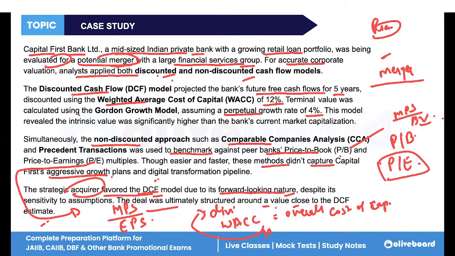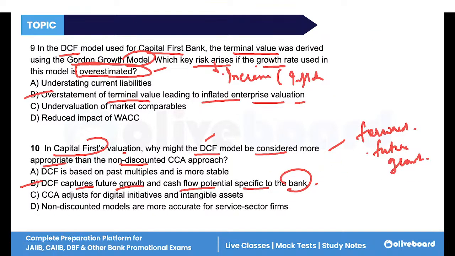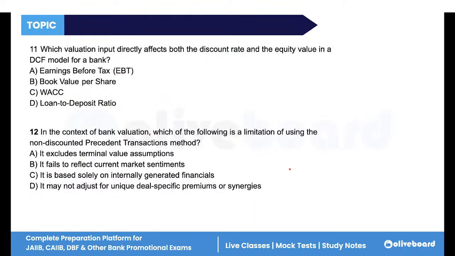It is forward-looking in nature, despite its sensitivity to assumptions. The non-discounting method does not capture growth properly. So that is why the discounted method was used, to analyze the future growth of the company. Next question, two more questions. Which valuation input could directly affect both the discount rate and the equity value? That is WACC, weighted average cost of capital.